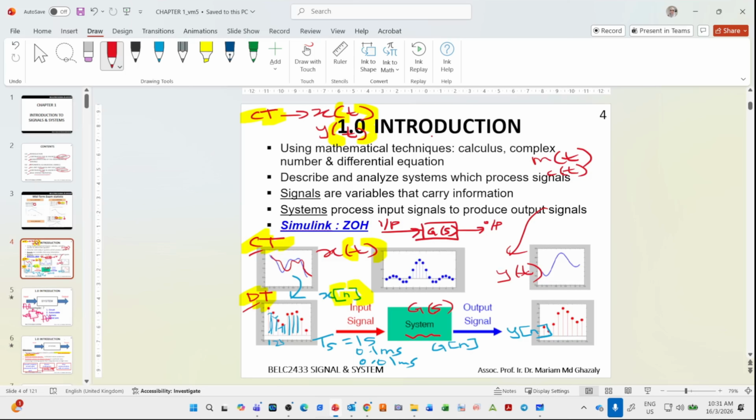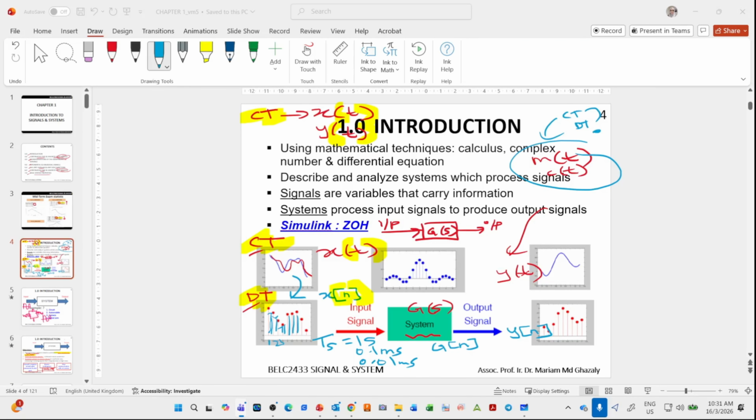But no matter what, this one will be considered as what signal, continuous time or discrete time? Please answer in the chat. CT or DT? That's all. MT and CT over there. Continuous time, correct.